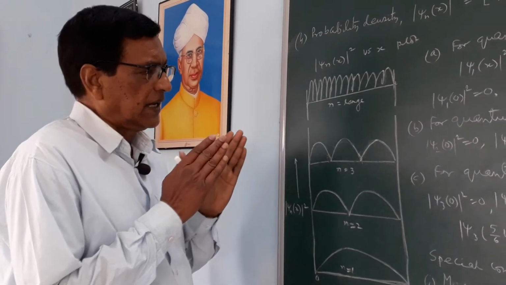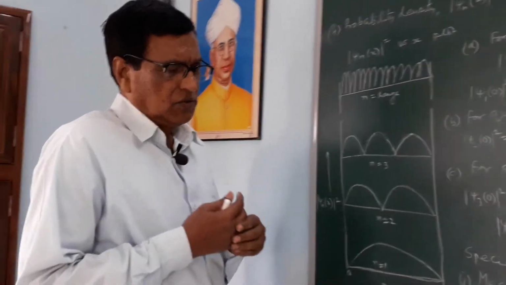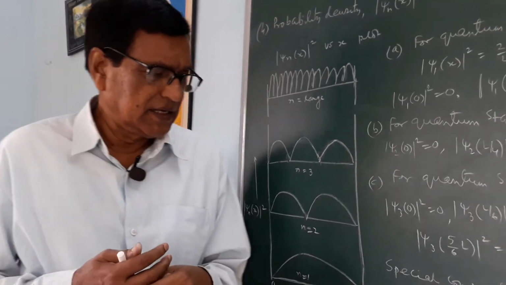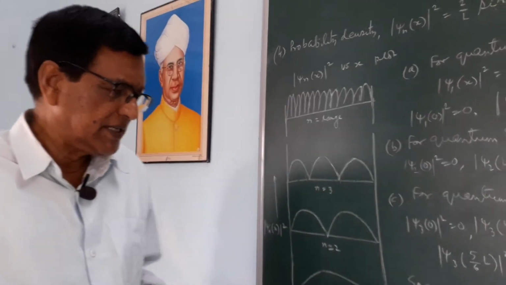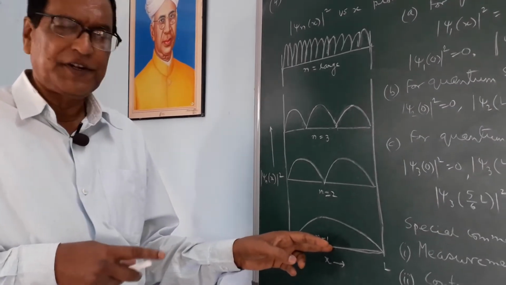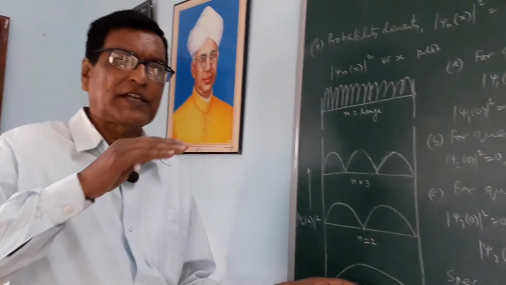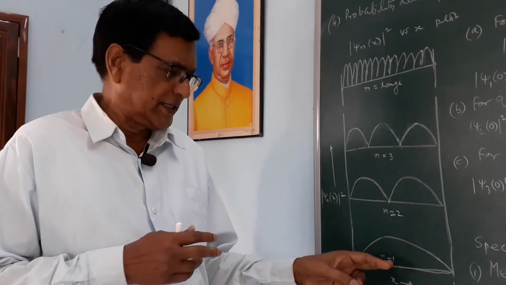And we can get some special comments on these pictures. One observation is that at the middle point the probability density is maximum, meaning a maximum chance for the particle to be found at this point.